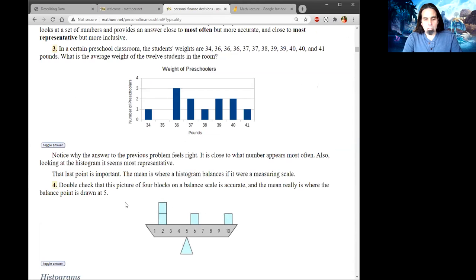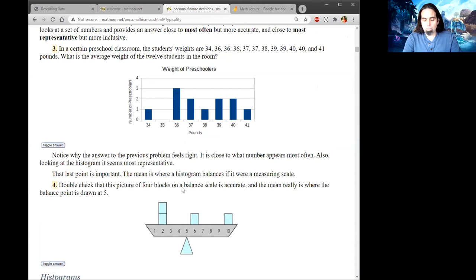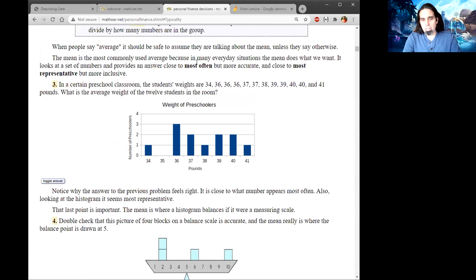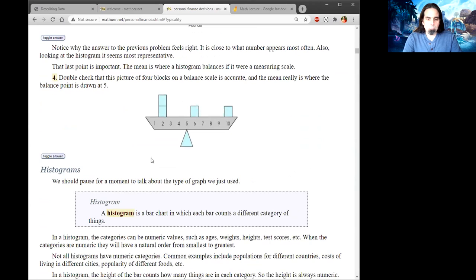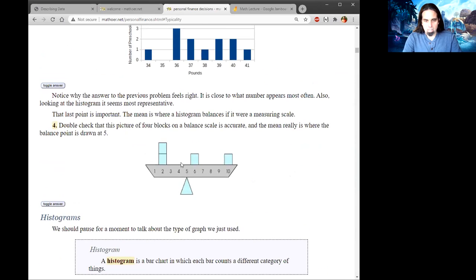Okay, so that's the mean. Add them up, divide by how many. It's sort of where they would balance on a scale. It's one way to find what's in the middle. And often it's the most often thing or the most representative thing in a group. It's not always a group member. There isn't actually anything that weighs 5.